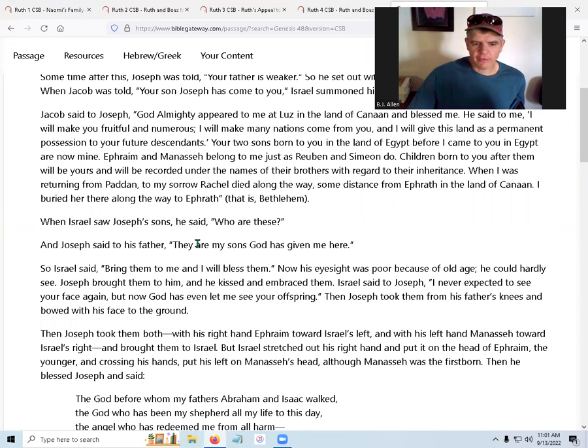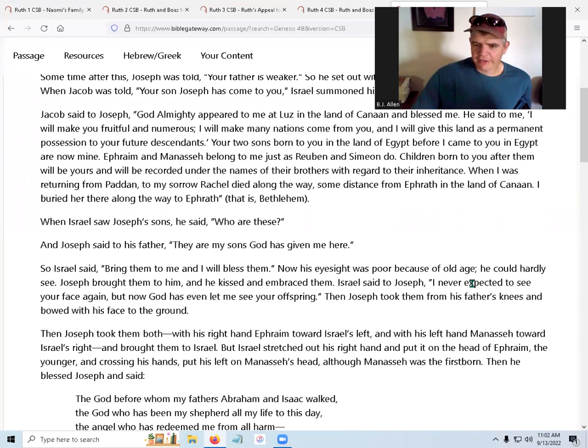Joseph said to his father, they are my sons God has given me here. So Israel said, bring them to me and I will bless them. Oh, he's going to give a blessing. And we know the firstborn is going to get the blessing. Now, Israel's eyesight was poor because of old age. He could hardly see. Joseph brought them to him, and he kissed and embraced them.